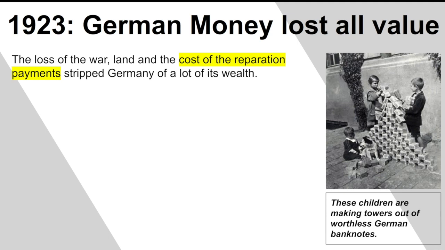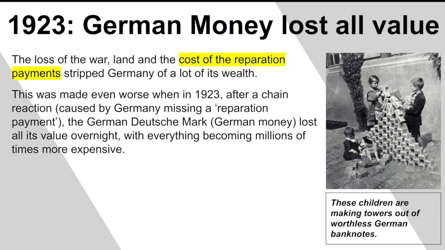However, this did lead to a situation where the German economy was struggling massively, and it struggled all the way up to 1923. Now, in 1923, after the loss of the war, their loss of the land, and the cost of the reparation payments, Germany was already stripped of all of its wealth and money. This was made even worse after a chain reaction caused by Germany missing a reparation payment.